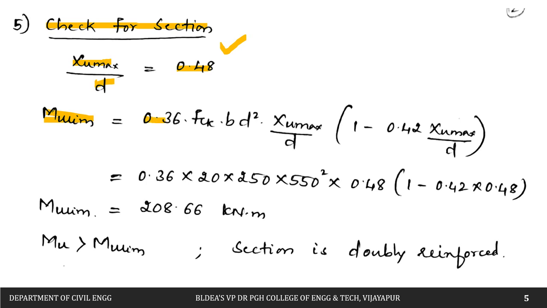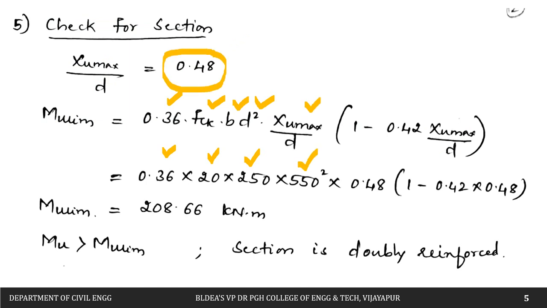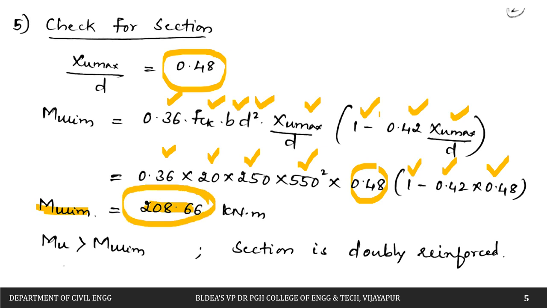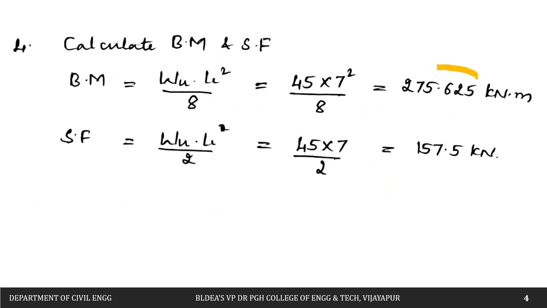So the formula is 0.36 FCK BD square into XU max by D into bracket of 1 minus 0.42 XU max by D. So we have 0.36, FCK is 20, B is 250, D is 550 square, multiplied by XU max by D is 0.48. We substitute 1 minus 0.42 into XU max by D, 0.48. If you calculate the limiting moment, it is coming as 208.66 kilonewton meter.